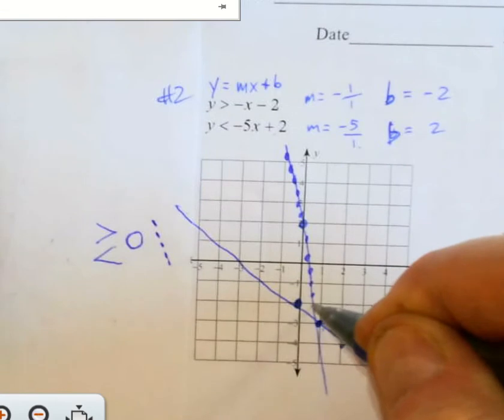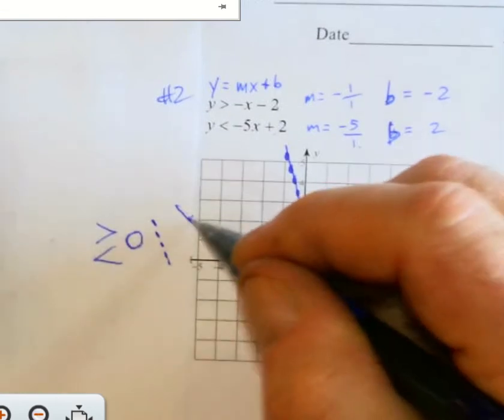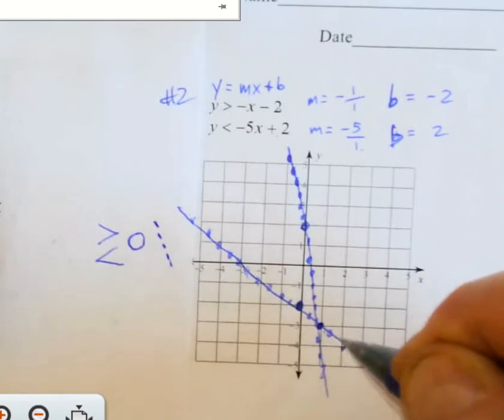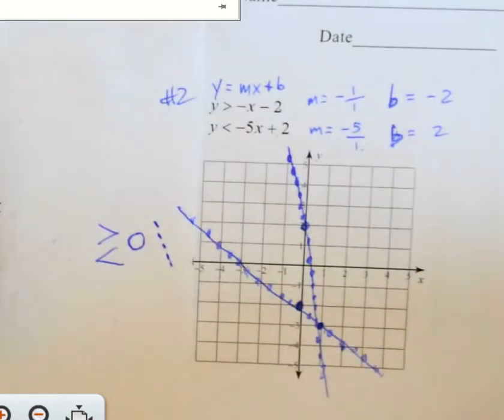So I'm going to try to make this into a dotted line. It'd be better if I had pencil. I would just erase a little bit or lighten it up. So I want everyone to know that the solution is not on these lines. It cannot be on these lines.